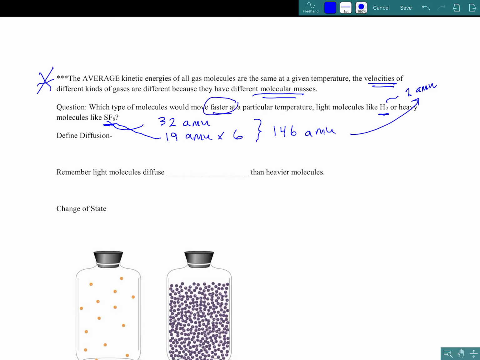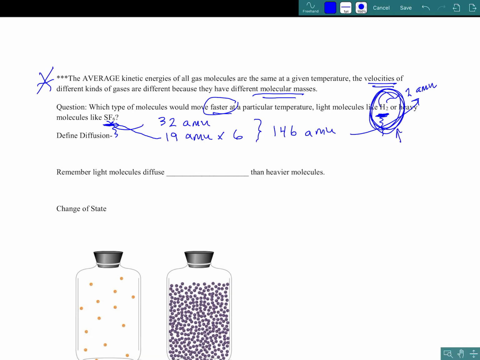So, which type of molecules would move faster at a given temperature? Well, if hydrogen and sulfur hexafluoride have the same kinetic energy, what does hydrogen have to be doing in order for it to have the same kinetic energy as sulfur hexafluoride? That's right. Hydrogen has to be moving faster.